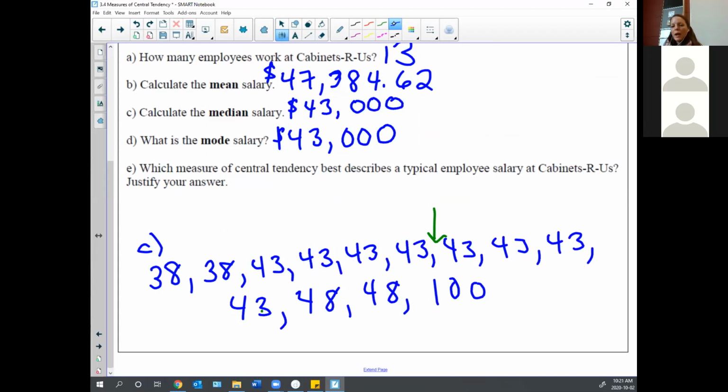Yeah. So when you guys do your calculations, if two of the values are the same, there is a lot of strength in that number. The median, the middle number, and the mode, the one that shows up the most, are the same, which means 43,000 is a really good, accurate way of describing the typical, the average employee at Cabinets R Us. So if two numbers are the same, you can go with either one of them. In this case, I would say median or mode because they're both the same.